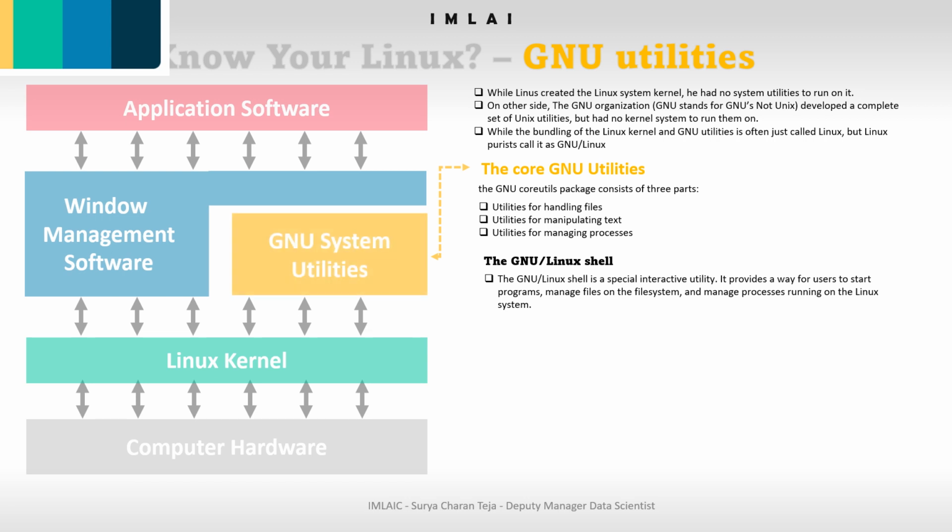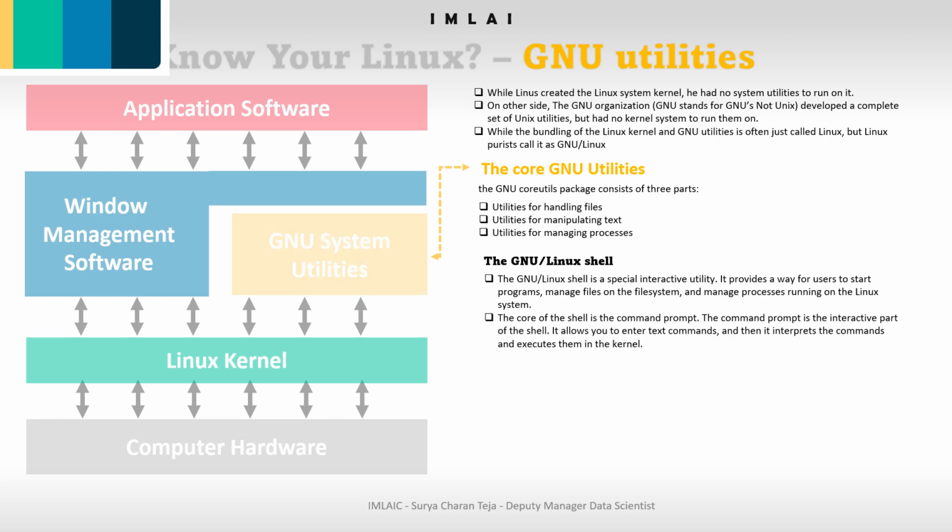The command prompt is the interactive part of the shell. It allows you to enter text commands, and then it interprets the commands and executes them in the kernel. The shell contains a set of internal commands that you use to control things such as copying files, moving files, renaming files, and displaying the programs currently running on the system, and stopping the programs running on the system.